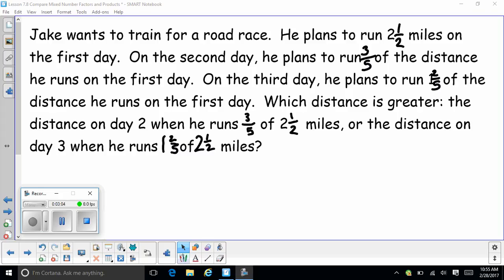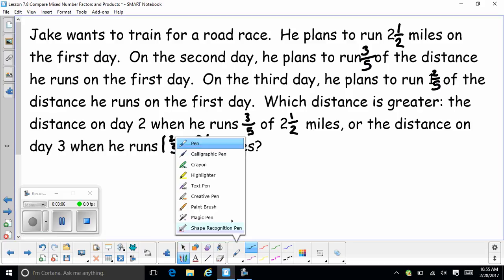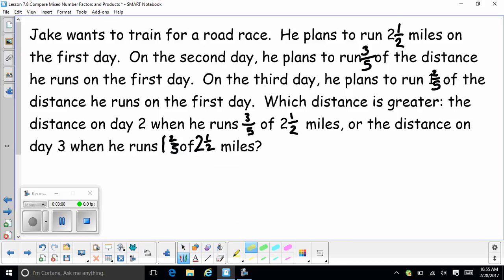I can see that my key information is near the end of my word problem. I'm comparing because it says which distance is greater: day 2 when he runs this amount, or day 3 when he runs this amount. So I have to solve for each one. I need to find that product. I'm going to set up my equation, starting with my first one, which is 3/5 of 2 1/2.